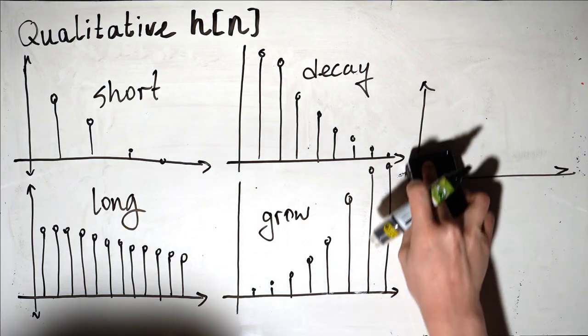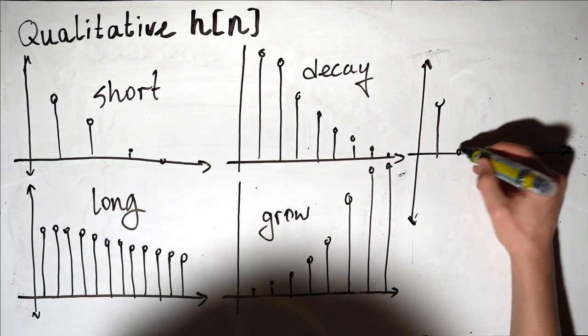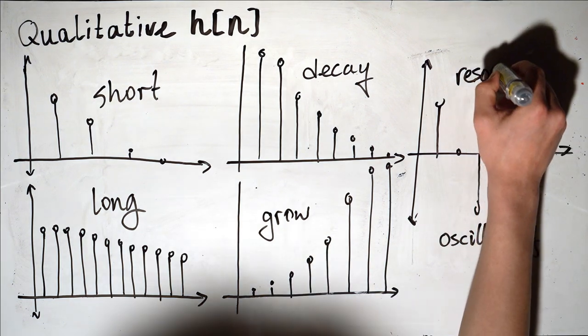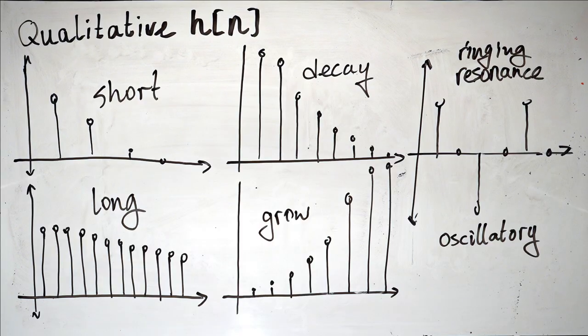Lastly, if h of n oscillates, there's resonance or ringing. All tuned percussion instruments, like glockenspiels, have oscillatory impulse responses. So just by looking at h of n, you can often predict what the system does before doing any math.